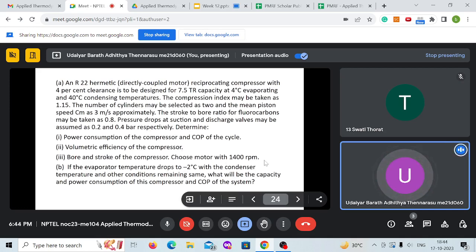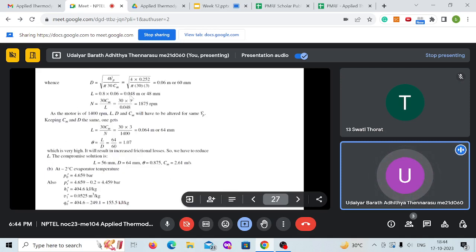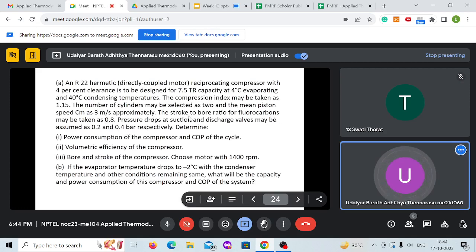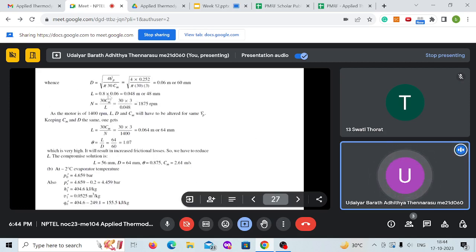Bore and stroke. Now length gets cancelled, so you can find out directly the diameter. It will come out to be 0.06 meter, and the length is, I think, given. Yes, the stroke to bore ratio is 0.8. So length is 0.8 into diameter, so it will come out to be 0.048 meter. From there we can find out the speed. It will come out to be 1875 rpm.